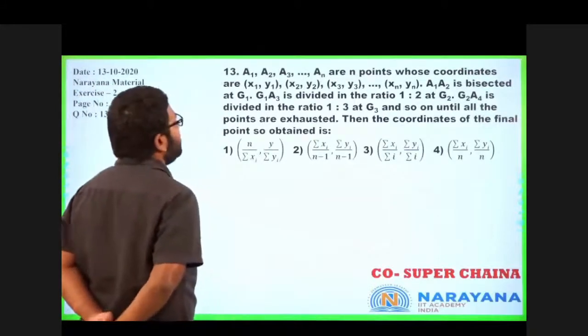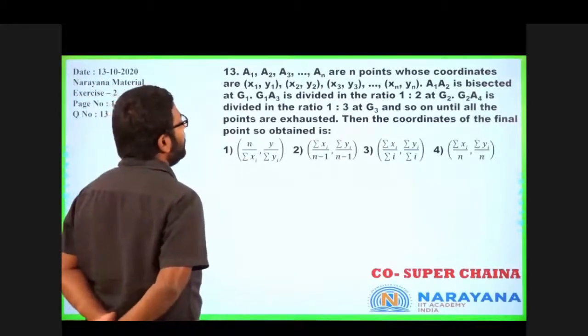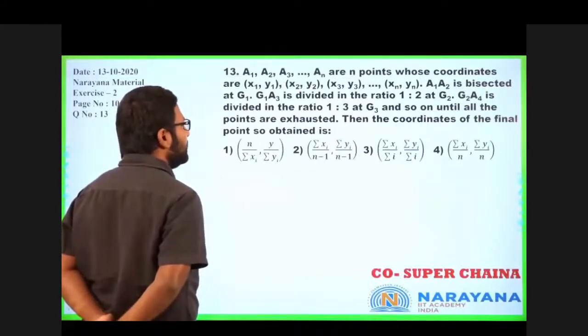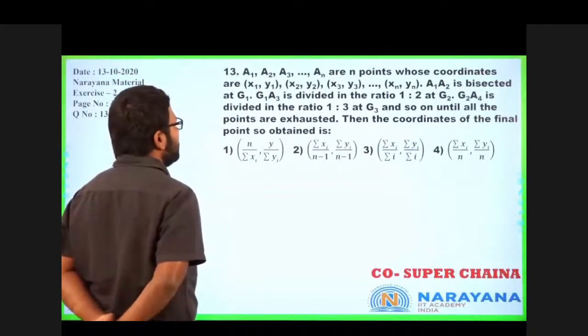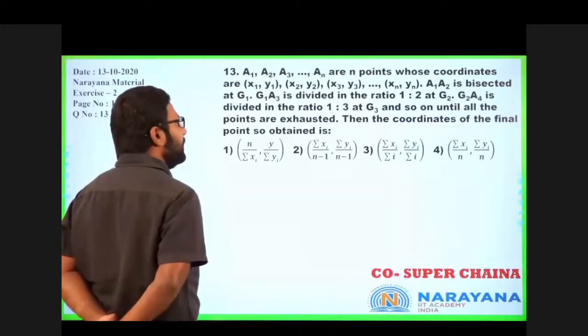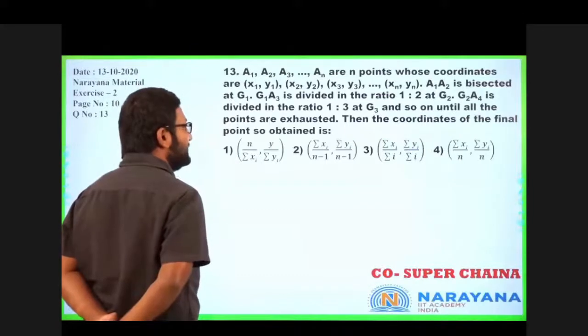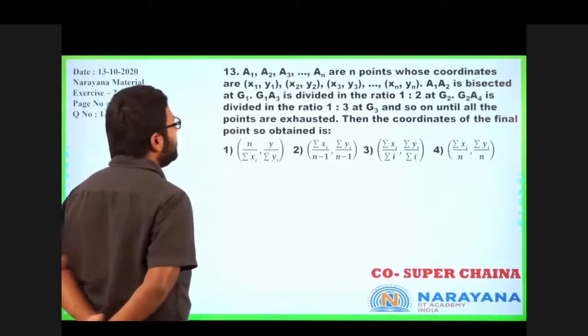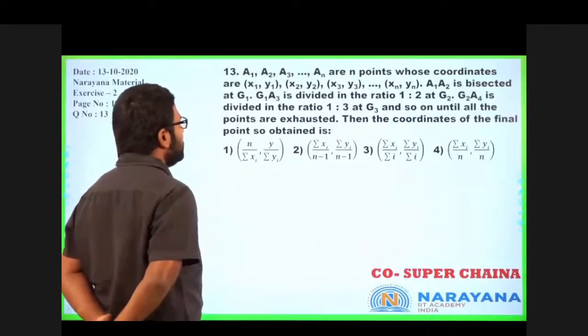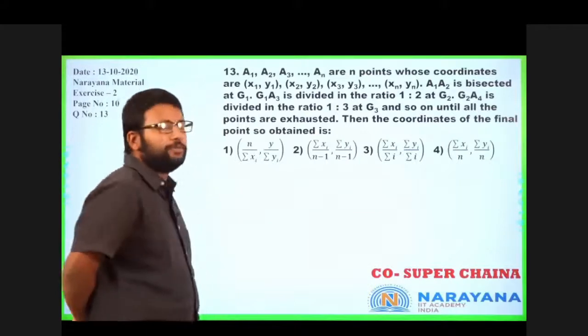A1, A2, A3 up to An are endpoints whose coordinates are x1, y1, x2, y2, x3, y3 and so on up to xn, yn. A1A2 is bisected at G1. G1A3 is divided in the ratio 1:2 at G2. G2A4 is divided in the ratio 1:3 at G3, and so on until all the points are exhausted. Then the coordinates of the final point obtained is what?